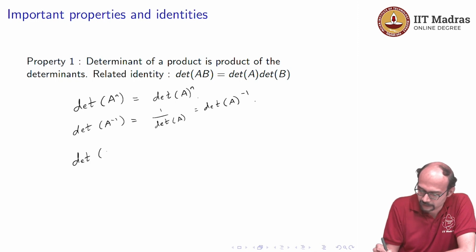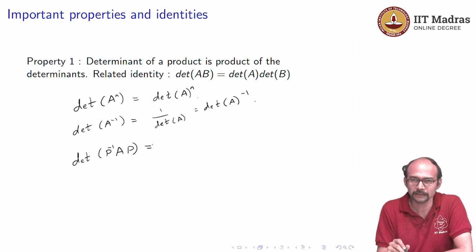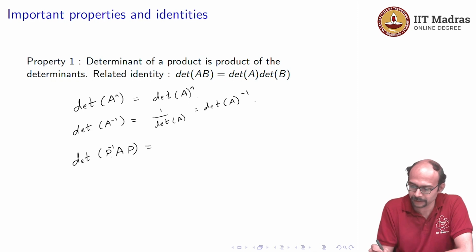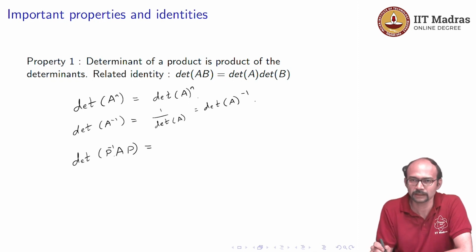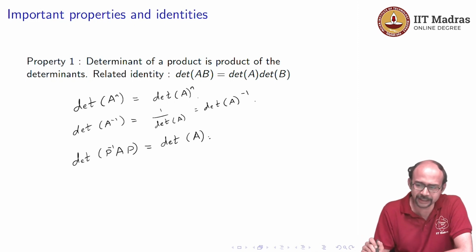Another very useful formula is that when you take determinant of P inverse AP, okay, so you have a matrix P, you take its inverse, so A and P are both square matrices of size n by n, and P has an inverse, so you take determinant of P inverse AP, then you can use this formula and what we derived just above to get that the determinant is the same as the determinant of A.